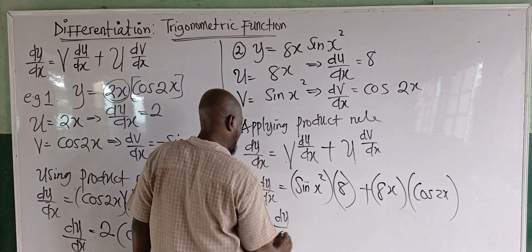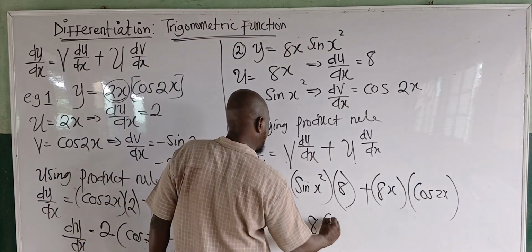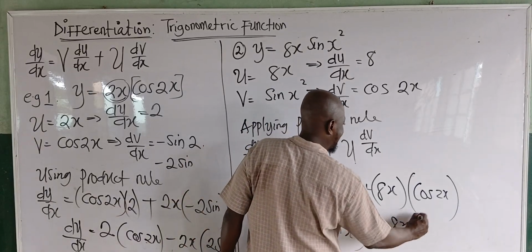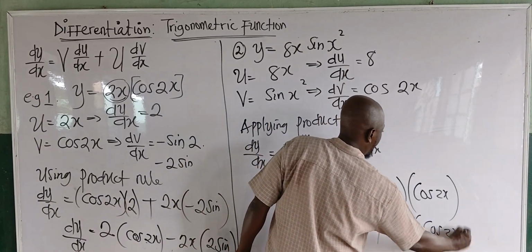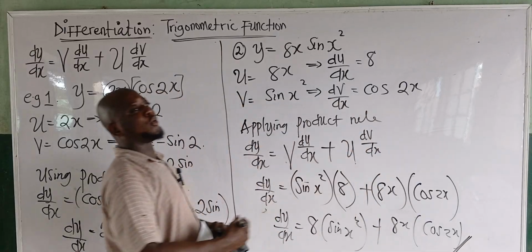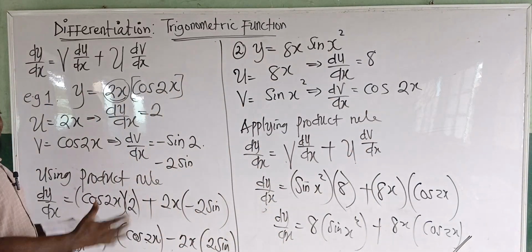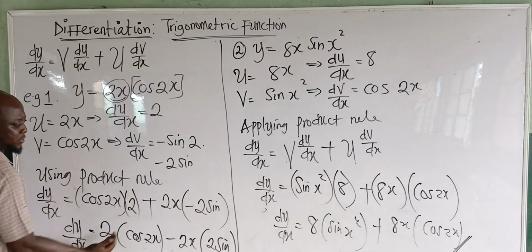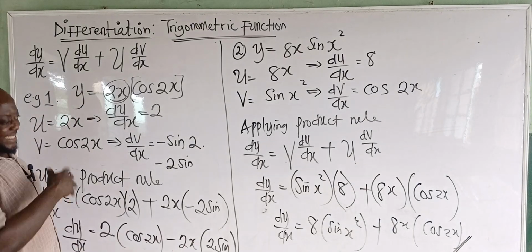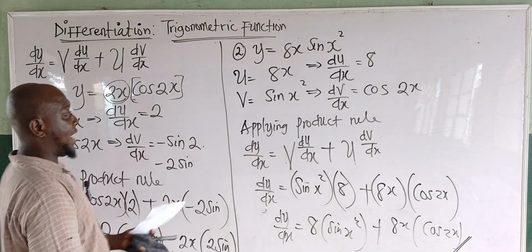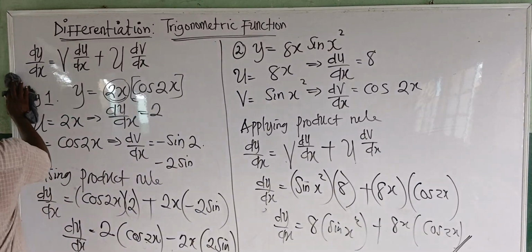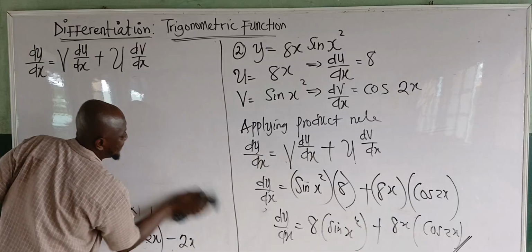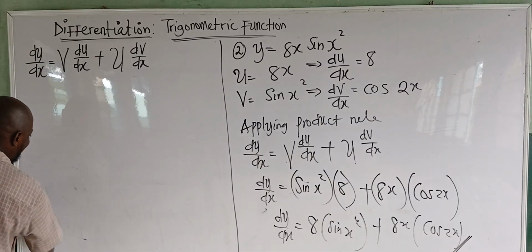So we say our dy dx here now will give us 8 into bracket sine x squared, then plus 8x into bracket cos 2x. You can leave it like this. You can also say you want to factorize 8 out. If you factorize it out, you get all this value remaining. It's the same thing. You can leave it like that. You can factorize. So this is how these things are sorted out. It's very, very simple, please.